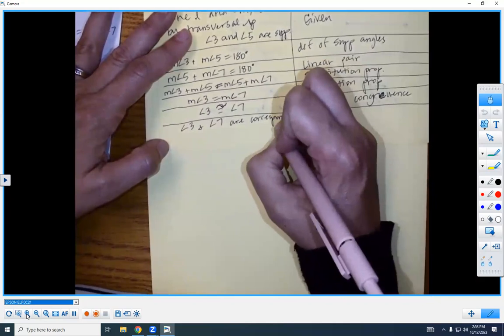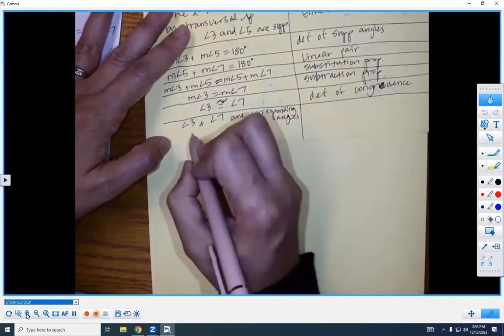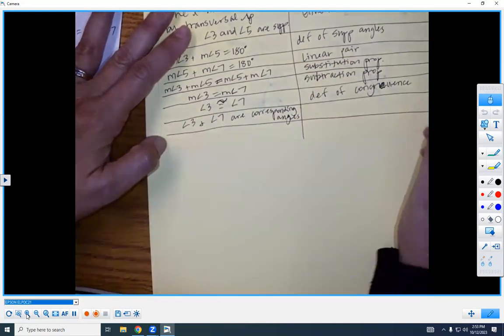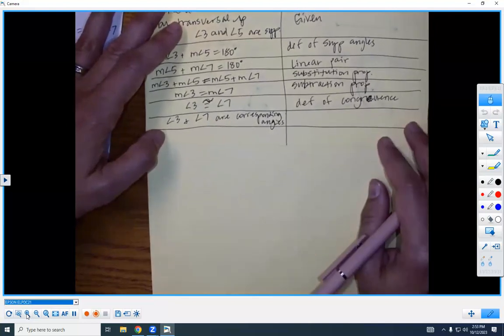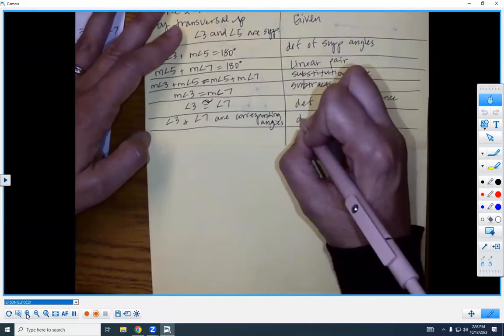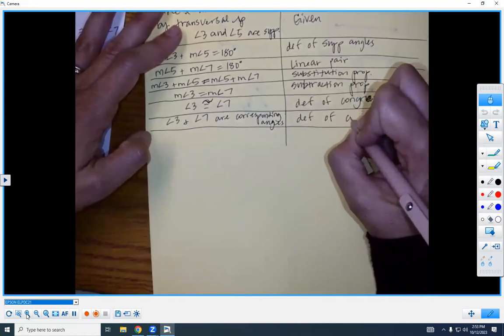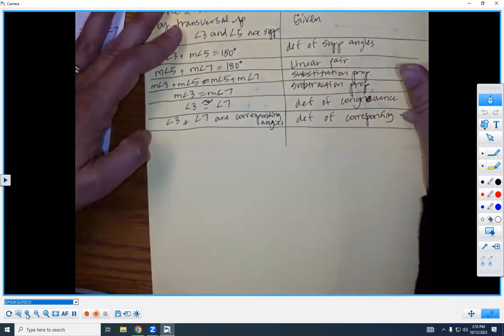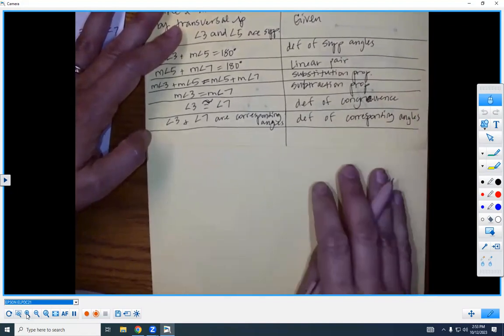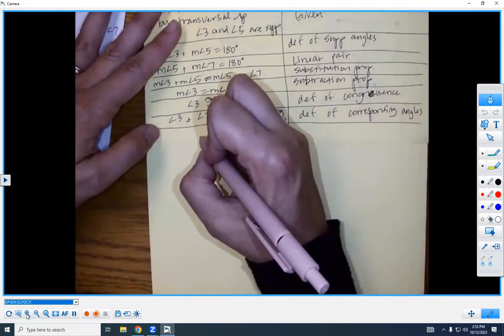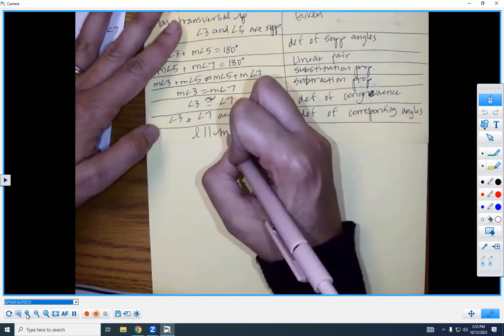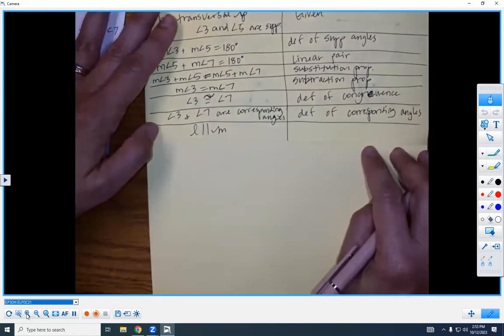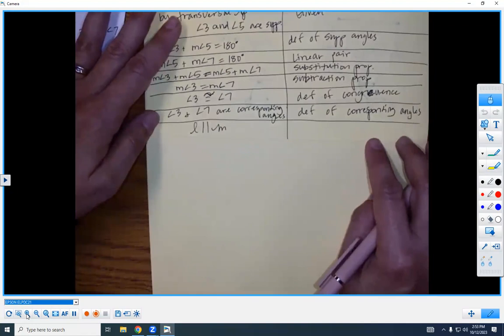And why can I say that? Because that's literally what they are. That's the definition. And now you can say L is parallel to M because of corresponding angles postulate.